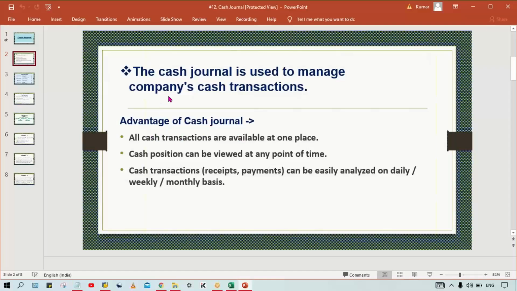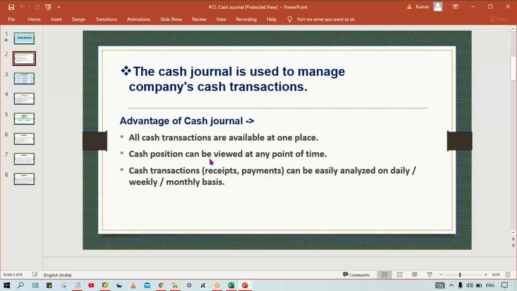Advantage of cash journal, guys. Look here. All the cash transactions are available in one place, of course, right? Cash position can be viewed at any point of time. Cash position in the sense, generally how the process is going to happen: let's suppose a particular fixed amount is going to be withdrawn from bank, and it will be handed over to a particular accountant.